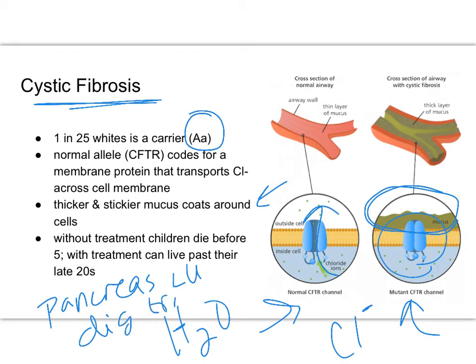Okay? And the buildup of that mucus can cause bacterial infections, which can be obviously an issue for these patients. So without treatment, children usually die before the age of 5. However, with treatment, they can live up into their late 20s. More and more advances are being made, and there are patients that are making it into their early 40s.